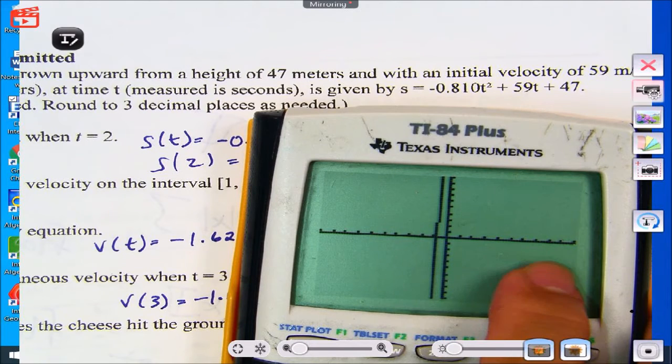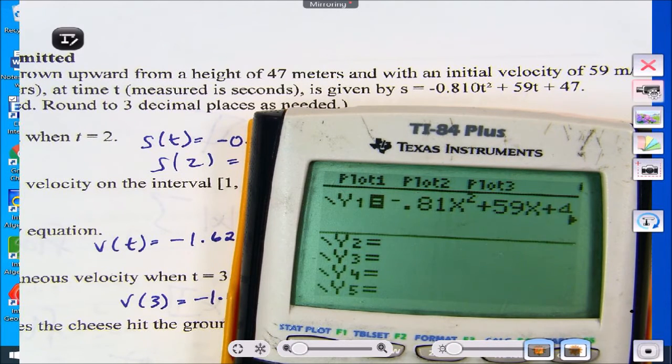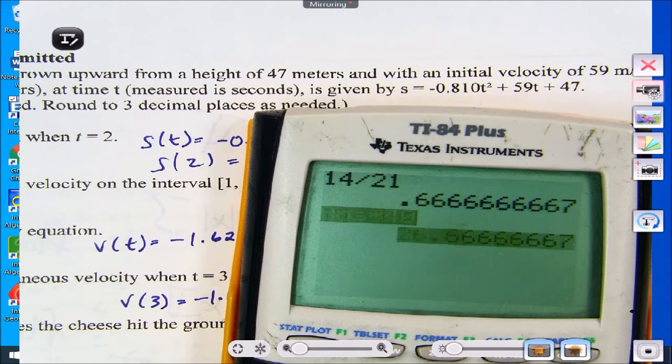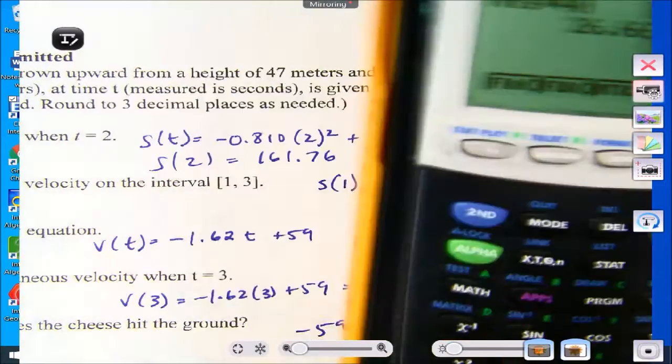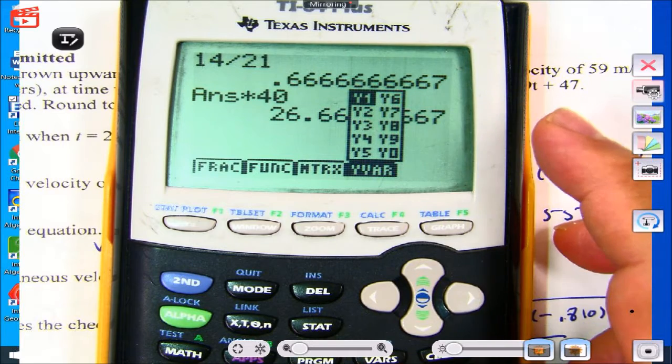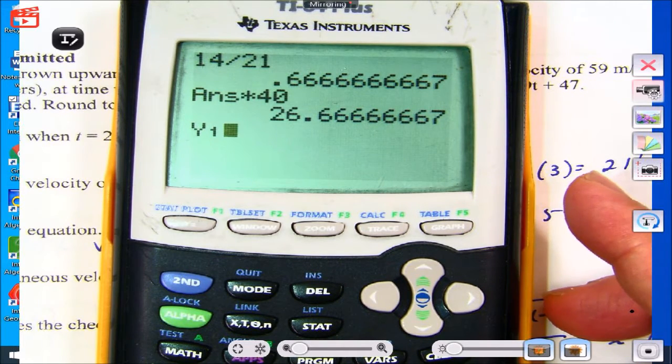Can you show me how to get back to the Y1 stuff? I forgot what buttons you pressed. I did alpha trace, alpha trace. Whoa, my screen just froze. There you go. So alpha trace gives me this list of y values, and then I press enter on that, and then I use parentheses.